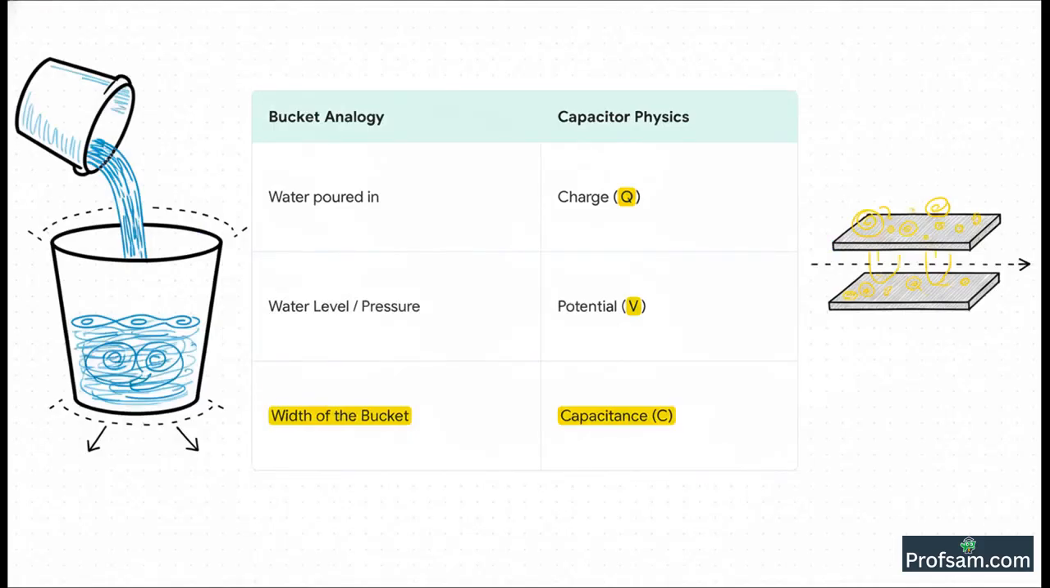Look at how nicely this fits. The water we're pouring into the bucket, well, that's just like the electric charge, which we call Q. And the water level, the pressure it creates at the bottom, that's our electric potential, or V. But here's the most important part, the width of the bucket itself, its ability to hold water. That is its capacitance, C. See, it's a perfect match.